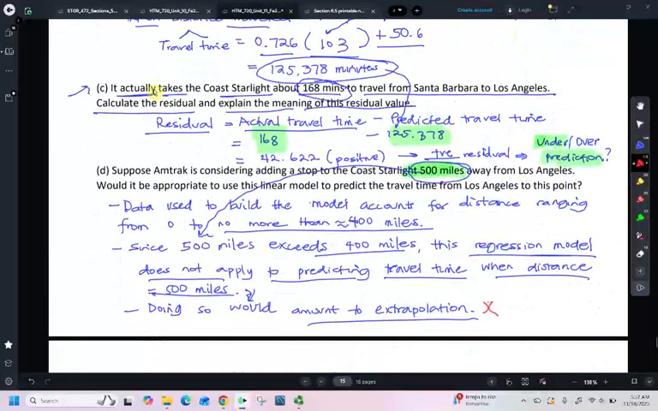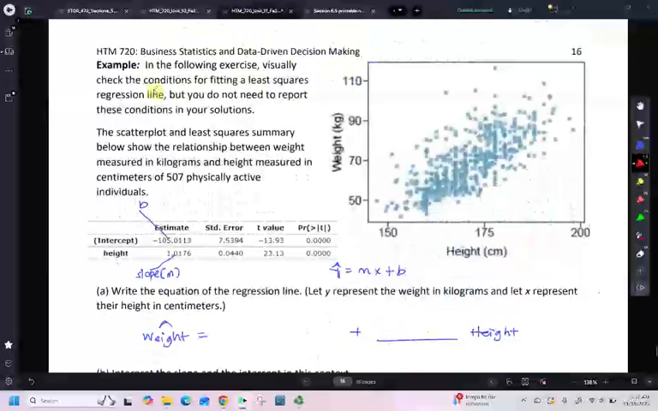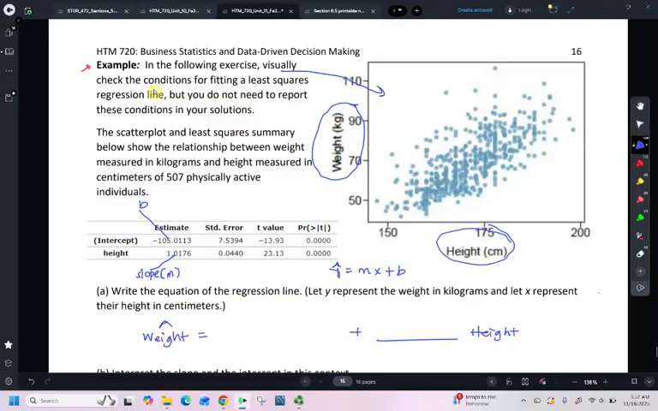Okay. All right. In the next example, we have a visual of the relationship between weight and height, and the scatter plot and the least squares summary have been provided in this table, and it shows the relationship between weight measured in kilograms and height measured in centimeters for 507 physically active individuals.